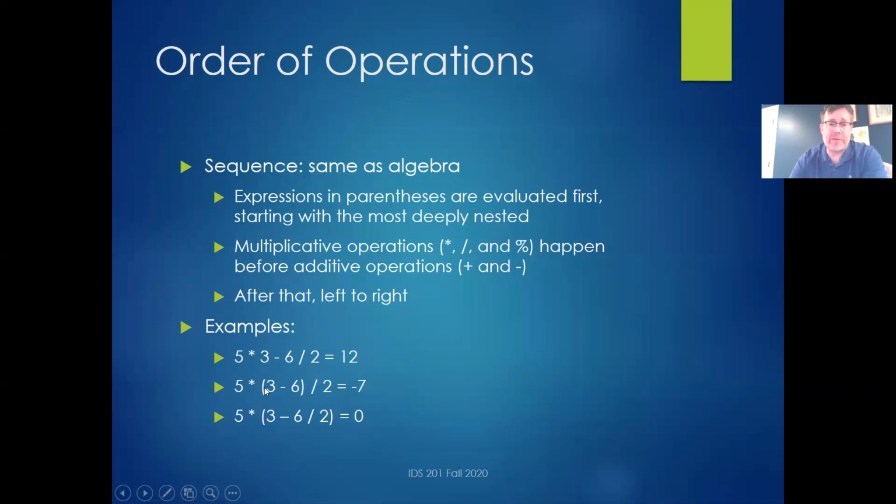Second one, we have parentheses, right? So that happens first. So 3 minus 6 is -3. 5 times -3 is -15. -15 divided by 2 would be -7.5, but this is Java, so we throw away the half, so it's just -7. And the last one inside the parentheses, right? Division happens first, so 6 divided by 2 is 3. 3 minus 3 is 0. 5 times 0 is 0. Okay, so order of operations matters. It'll determine different results for you. Okay.